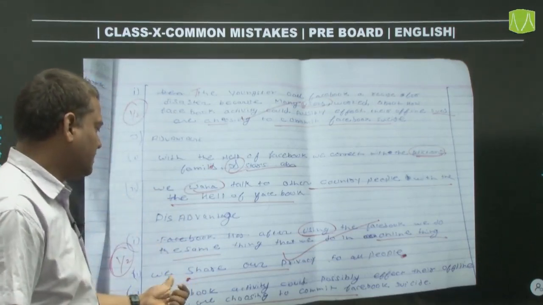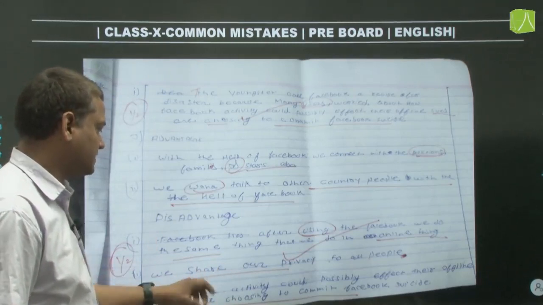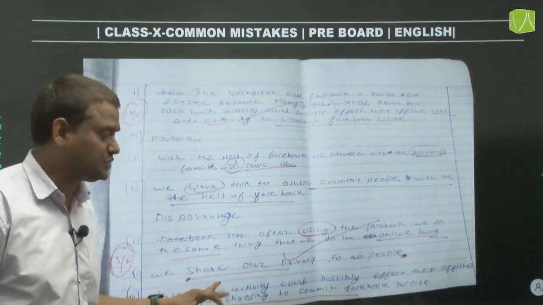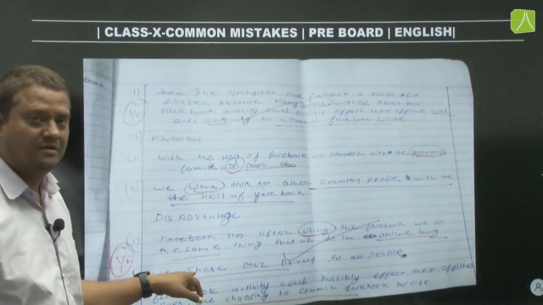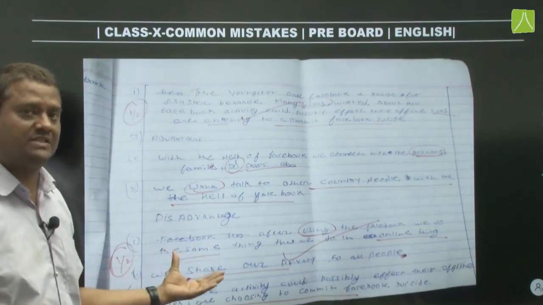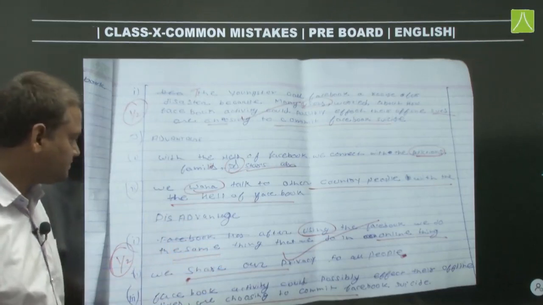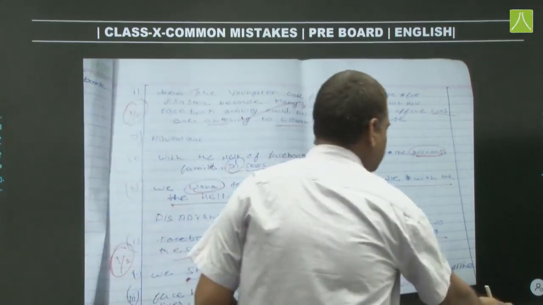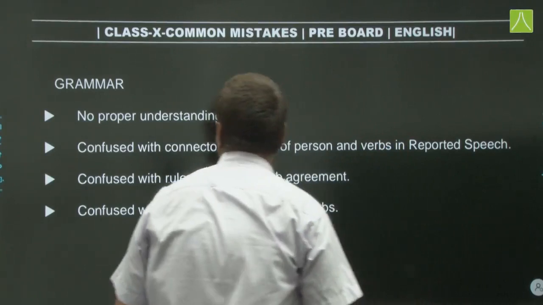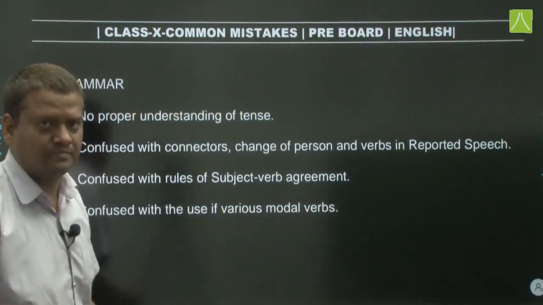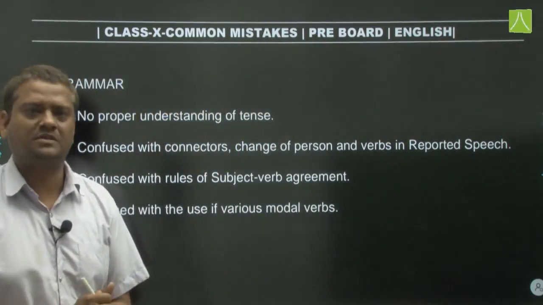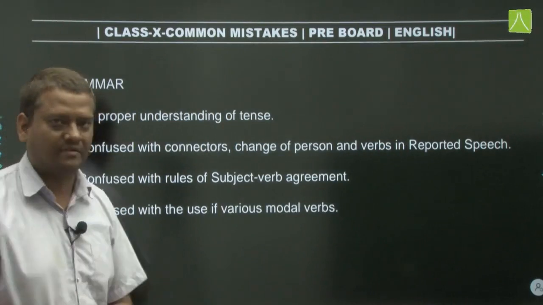Again here, we share our privacy. Why has the student used a capital letter? The word is in the middle of the sentence, so S should be small. So these types of errors we find in our writing.